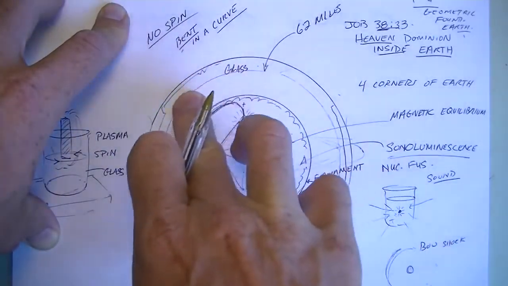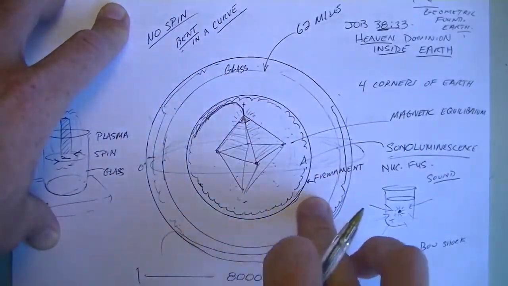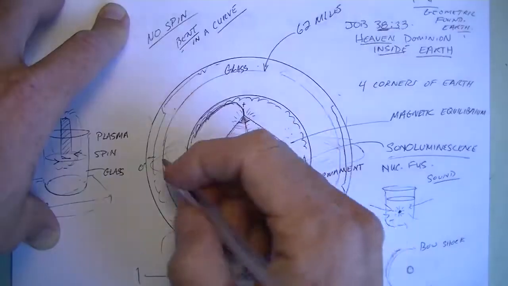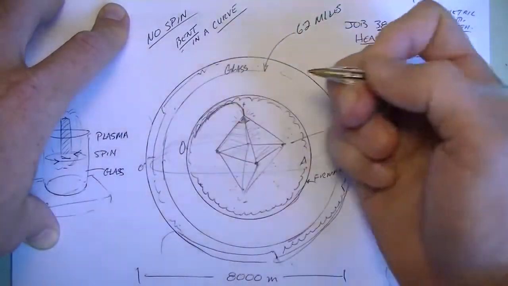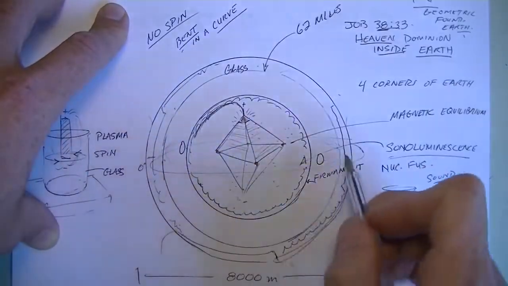Now there was going to be light that was being created in the outer shell of the universe, and that was the sun. The sun and the moon. They're moving this way.